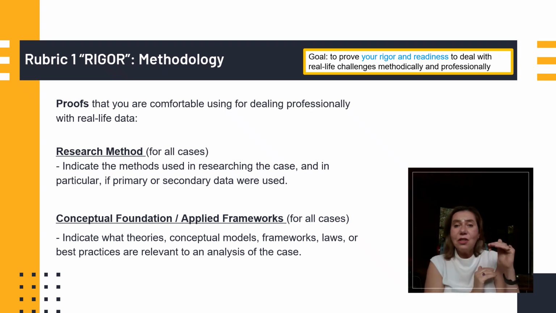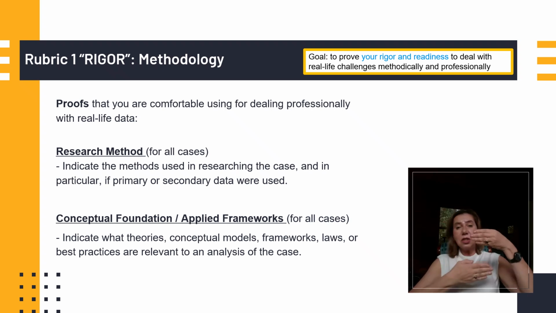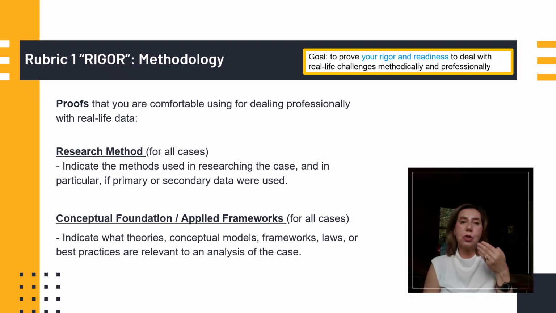So we are still in the rubric number 1, rigor, but now we are in the second part of your consulting manual. It's a methodology. Look at this methodology and divide this into 2 sections. Number 1 is research methods of data collection. How you collected data, in a very simple way. Describe how many interviews you had, how you collected secondary data, etc.